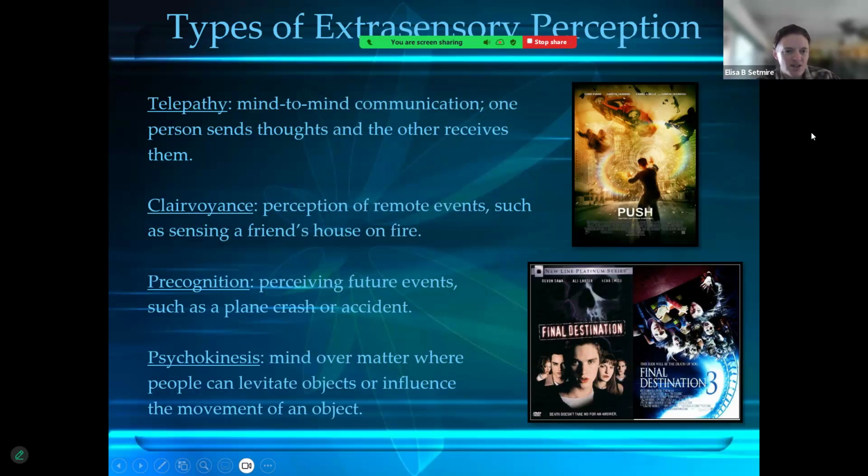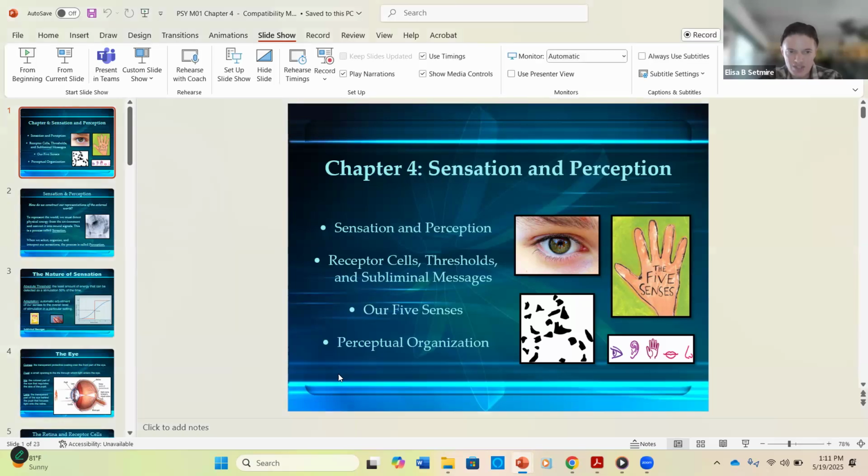There are lots of different types of ESP. Here are some of the most common ones. Telepathy is where one person is sending thoughts and another person receives them. Clairvoyance is when you can perceive things that are happening somewhere else, like you sense that your friend's house is on fire, and it is. Precognition is when you perceive future events, such as a plane crash or an accident, made famous by the Final Destination movies for sure. And then psychokinesis, where you can move things with your mind. Again, as interesting as all these things are, they have yet to hold up under scientific scrutiny, but they're definitely an interesting side note related to this chapter.